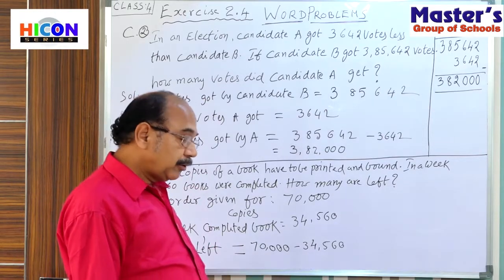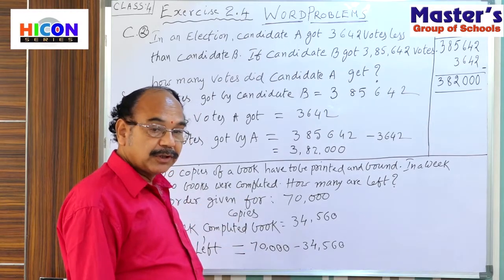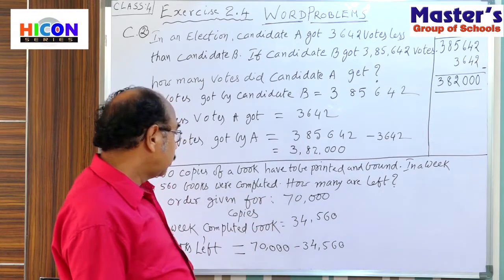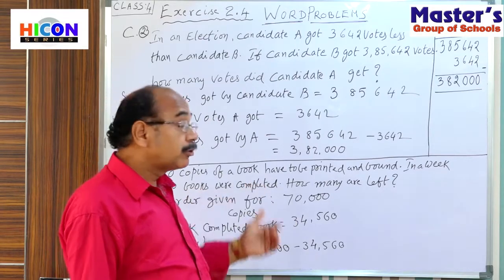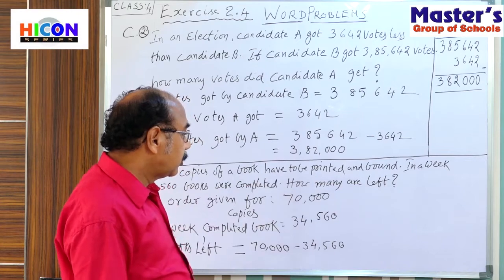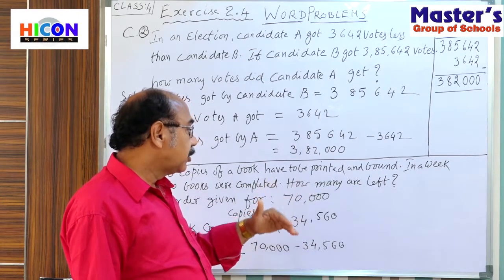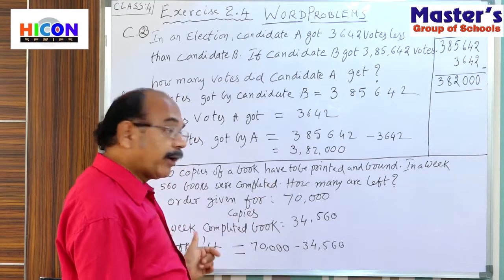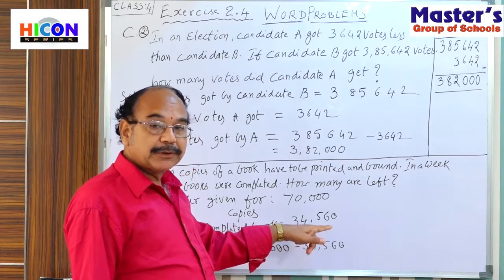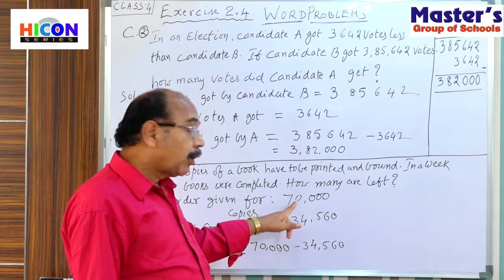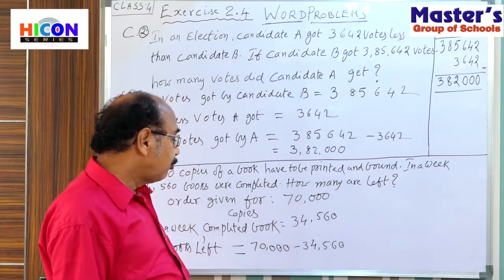Did you all understand, children? The order is given for how many books here? 70,000 books. But only how many books were completed? 34,560 books only completed in a week. Still, how many books are left over? So, to find this, what do we do here? We do subtraction. The completed copies we subtract from the ordered copies. That means 70,000 minus 34,560.